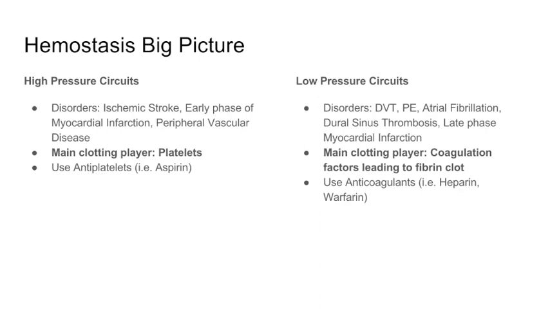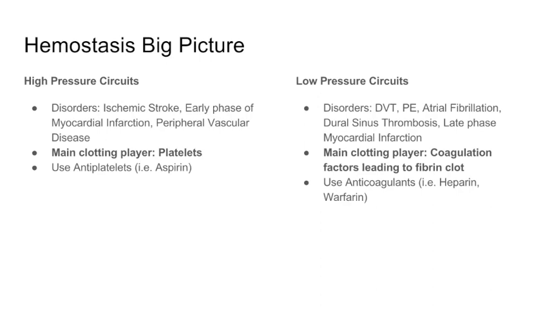How I like to think about hemostasis, or if there is any bleeding or if there's any clots and how to stop it, is to think of the circuits. And how I think of the circuit is to think of high pressure circuits and low pressure circuits. And what do I mean by high pressure circuits? High pressure circuits are circuits that have high pressure in them.